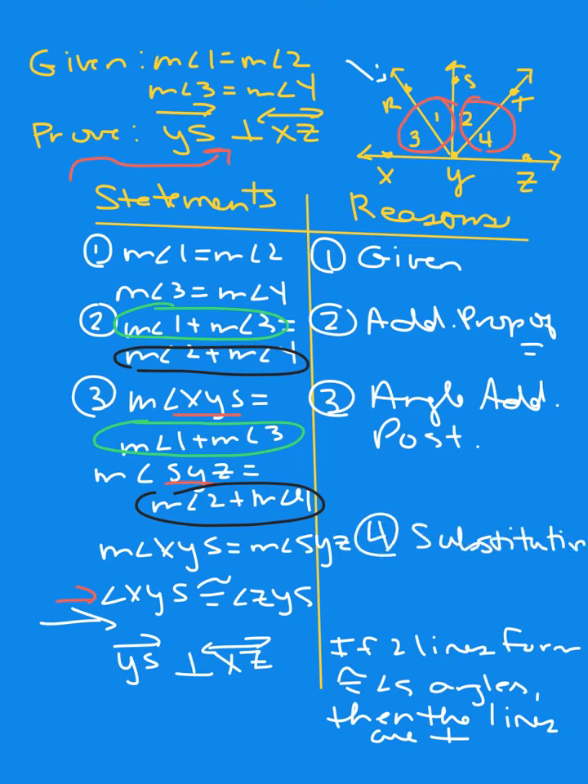And if you look at that, I actually combined what I was trying to get to. I have equality here, and I have congruency here. I have the same angles. So I'm actually in good shape. I just need to finish this proof by numbering. So my step 5 states that they're perpendicular lines. And my reason is if two lines form congruent adjacent angles, then the lines are perpendicular.